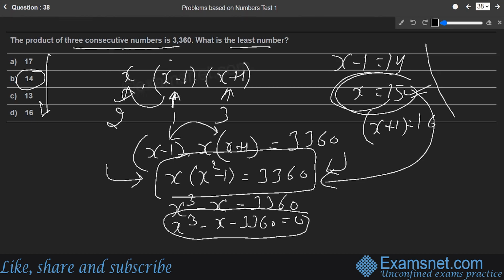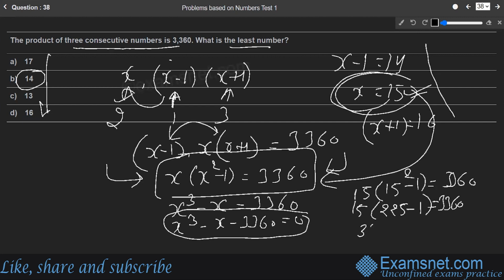If x equal to 15 is satisfying this equation, that means the x value 15 is right. So let us try to put this 15 into the equation. This is going to be 15 into (15 square minus 1) has to come as 3360. Let us do that. 15 square is 225, minus 1, has to come as 3360. If we solve this together, yes, on the left hand side we receive 3375 minus 15, and that is nothing but 3360 only. So we can clearly say that by putting the value of x as 15, the equation is getting satisfied. That means the x value is 15.